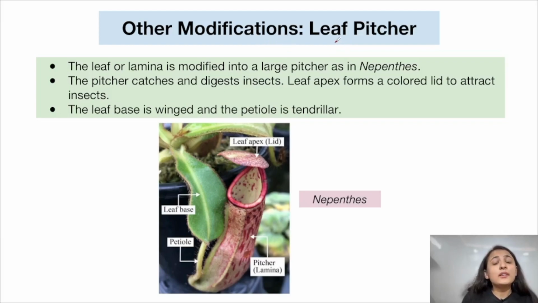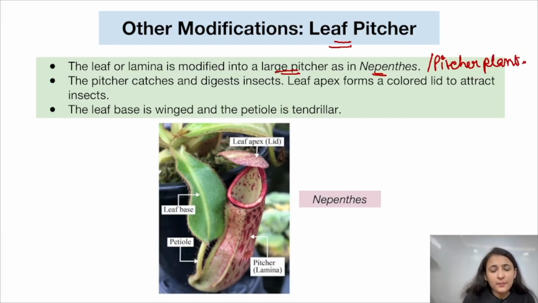Now under other modification categories, the second type is leaf pitcher. What happens in leaf pitcher? The leaf or the lamina is modified into a large pitcher. Pitcher is a jug kind of structure which holds something. Okay, a pitcher of water we can say, for example. Okay, so the leaf or lamina is modified into a large pitcher, a large vessel, in Nepenthes, which is also known as the pitcher plant.